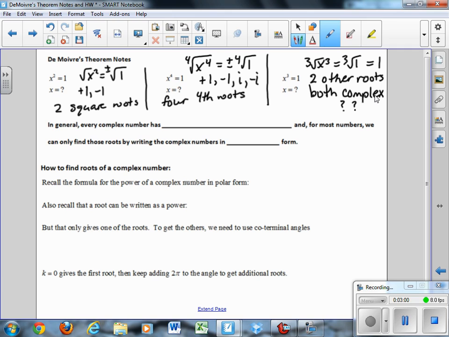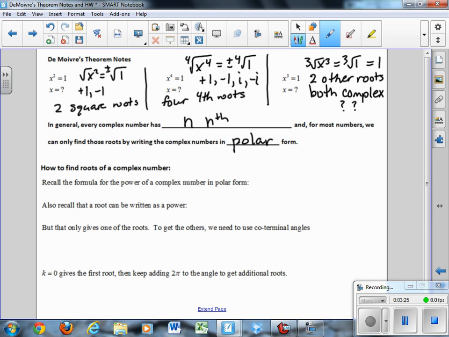In general, every complex number has n nth roots. And for the most part, we can only find those roots by writing the complex numbers in polar form instead of rectangular form. Now, I was able to kind of guess what the ones were for the 4th root of 1, but most of the time we're not going to be able to guess like that. So how do we find the roots of a complex number?